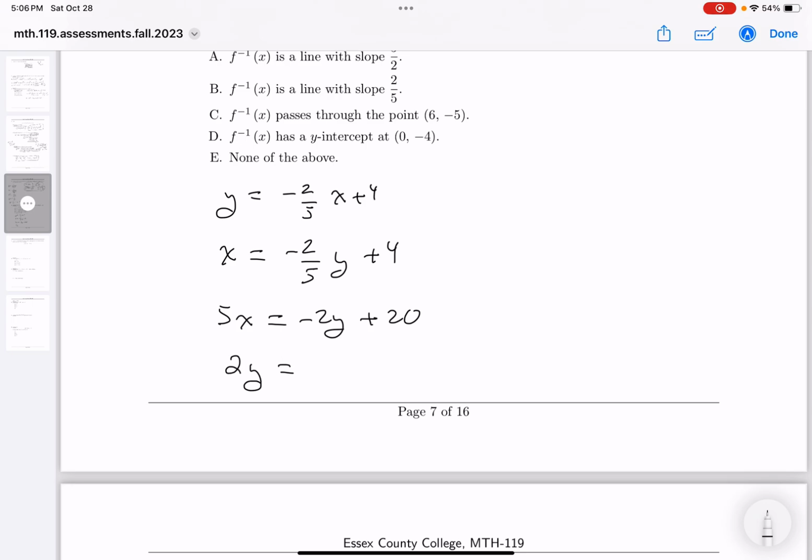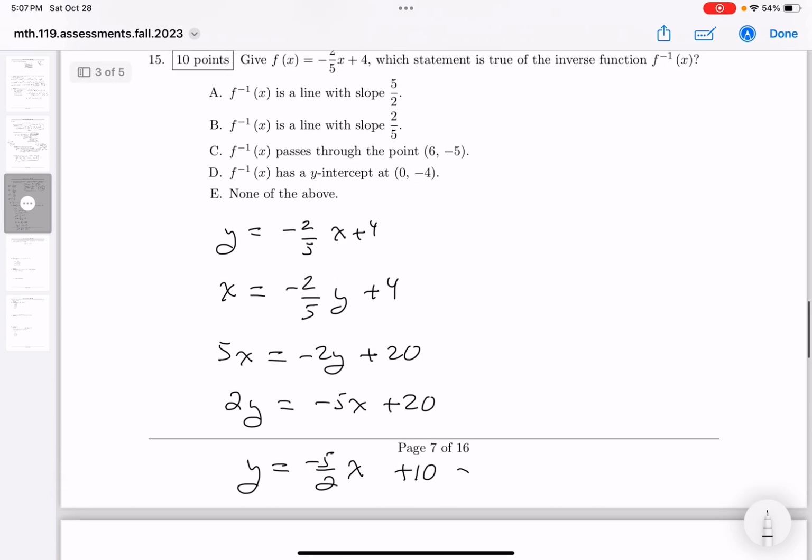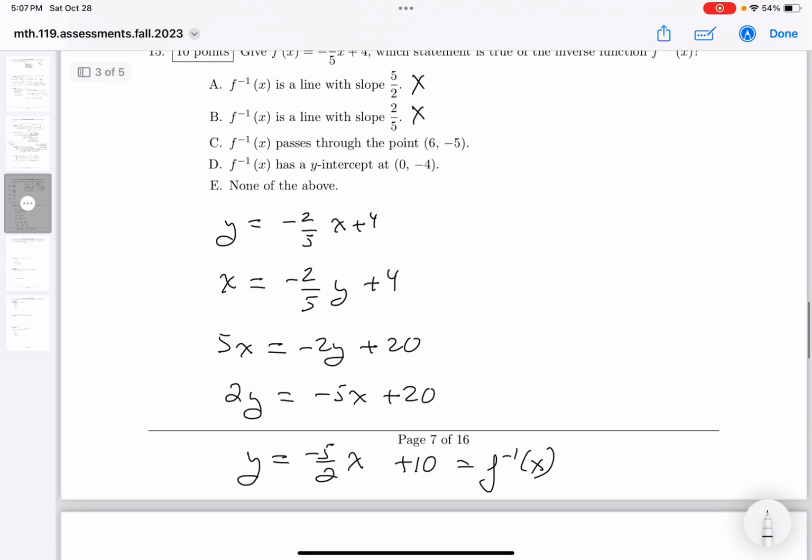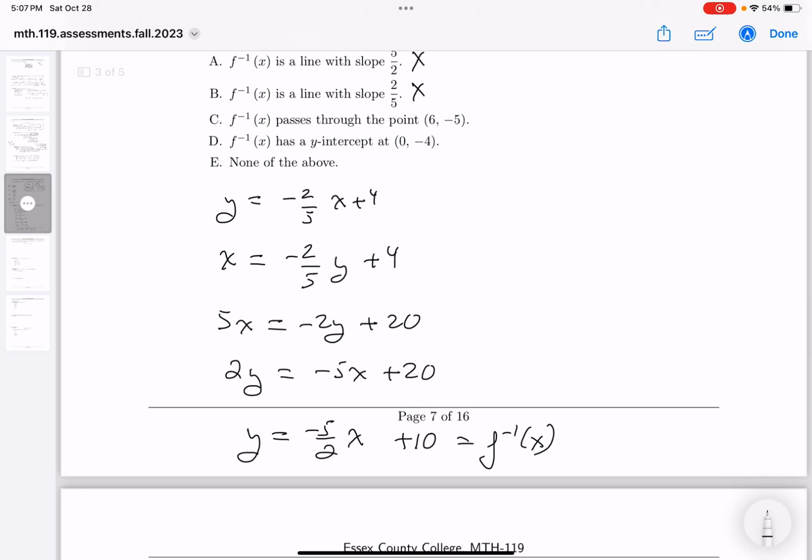Well, I need to solve for y. So I'm going to say 2y is equal to minus 5x plus 20. What I did there, I added 2y to both sides, and I subtracted 5x. Now I'm going to divide by 2. And what is it going to give you? Minus 5 over 2 x plus 10. All right? Now looking at the questions, this is the inverse, by the way. The first question says it's a line with slope of 5/2. That's not true. It's a line with slope of minus 5/2.